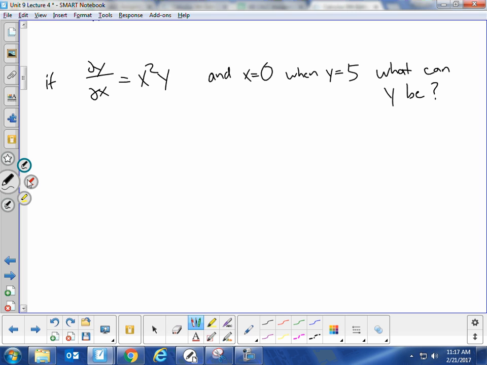So this is the point 0, 5. This is your initial condition. Okay, so plug in 0, 5 to find c. You should get y equals 5e to the negative 1/3 x cubed, I believe. Or positive 1/3 x cubed. Beautiful.